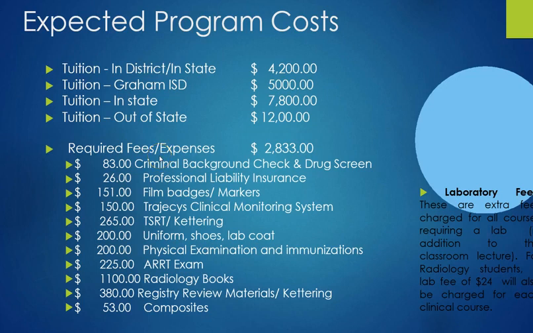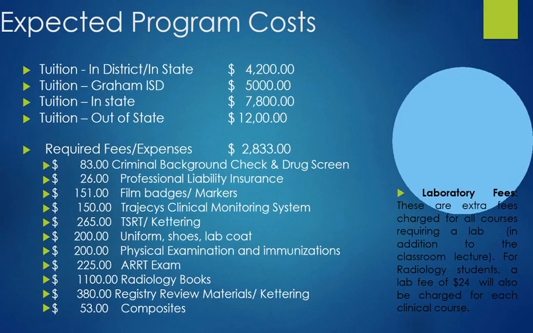This is going to be the program cost, and this is just an estimate. All this stuff can change year after year depending on tuition and required fees, but this is the overall estimate of what it is. Depending on where you live, if you're in district, so in district and state, it's $4,200. They have a partnership with Graham ISD, so it's $5,000. In state, $7,800, and out of state is $12,000. These numbers are the total for the 5 semesters that you're in the program.